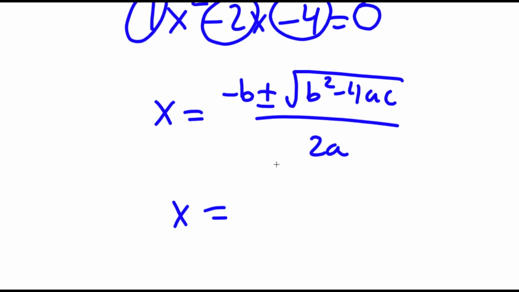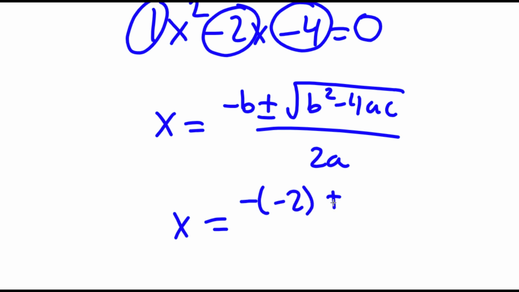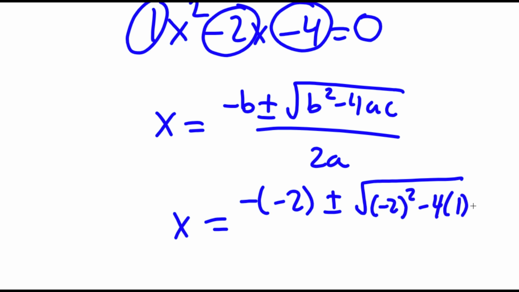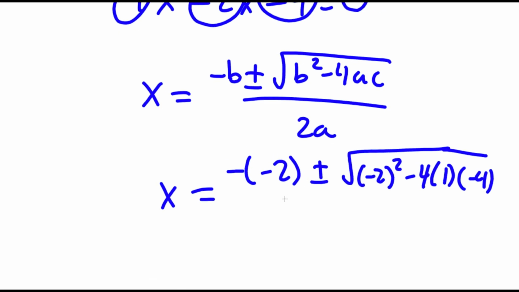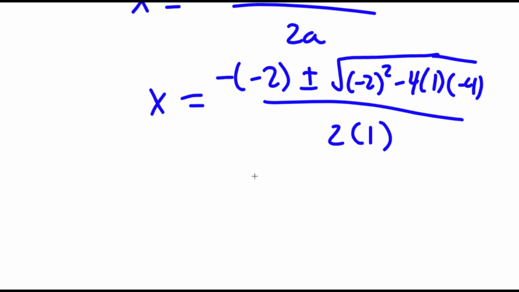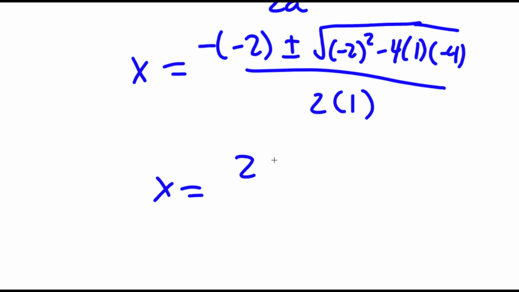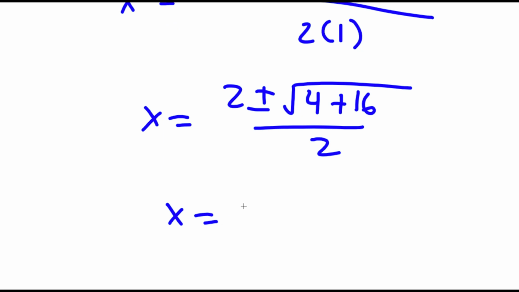So I have x is equal to negative negative 2 plus or minus the square root of b squared, so negative 2 squared minus 4 times a, which is 1, times c, which is negative 4. And I have all of this over 2a, so 2 times 1. Now this is equal to 2 plus or minus the square root of negative 2 squared is 4, minus negative 4 times negative 4 is positive 16 over 2. So now this is equal to 2 plus or minus the square root of 20 over 2.